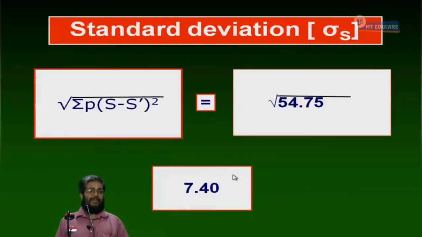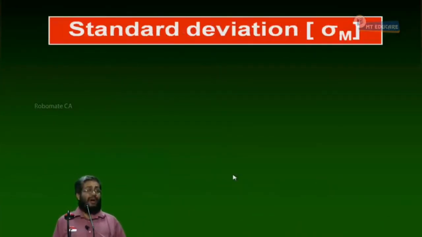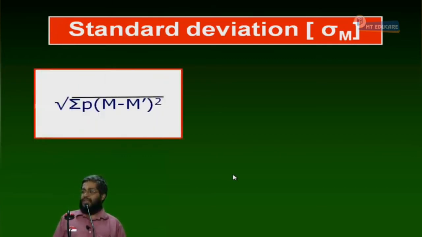7.4%. It is equal to 7.4%. Respond yes or no now. Next. Step 2 or step 3? Step 3. Standard deviation of market portfolio. Formula: square root of sigma P into M minus M bar the whole square.